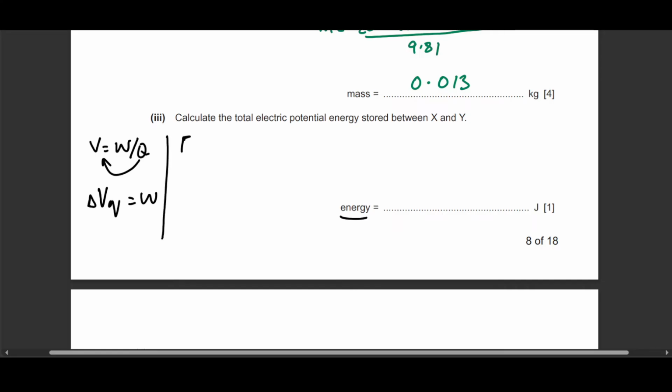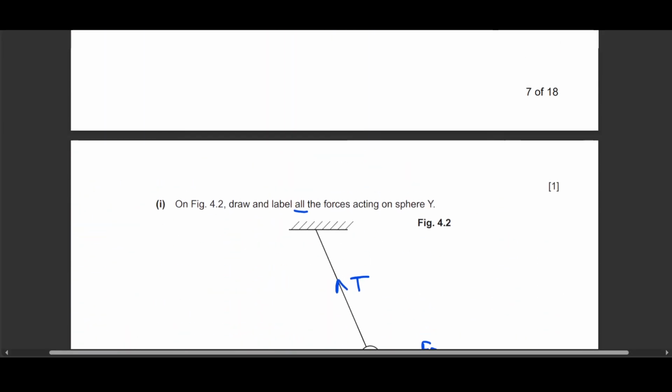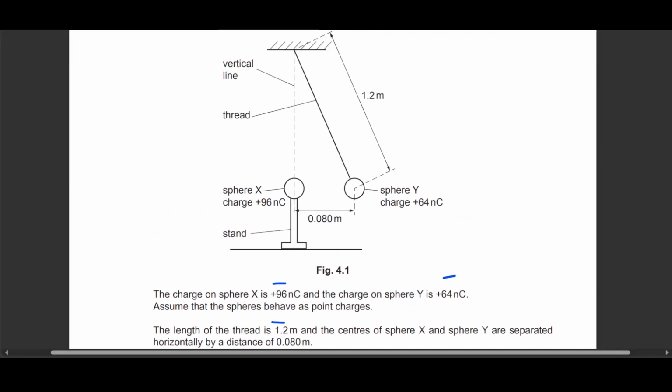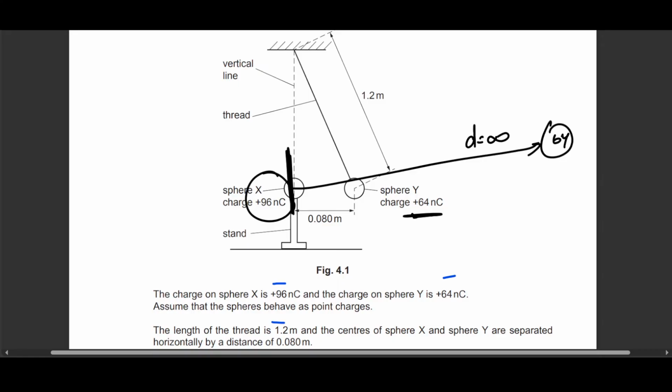So the energy between them, or the work done between them, is going to be equal to the change in potential due to any one of the charges, right? I am choosing this to be my standard charge, and for this charge to bring 64 nanocoulombs from infinite distance, it was already placed. Today, it has been brought so close that the distance between them is 0.08.